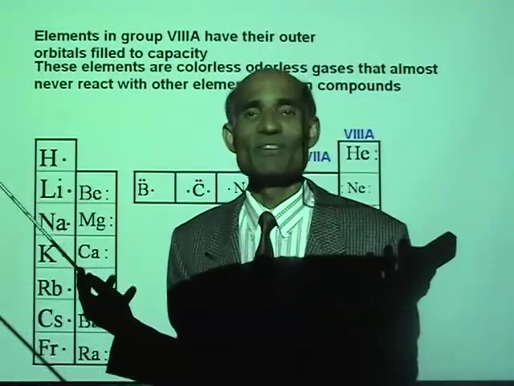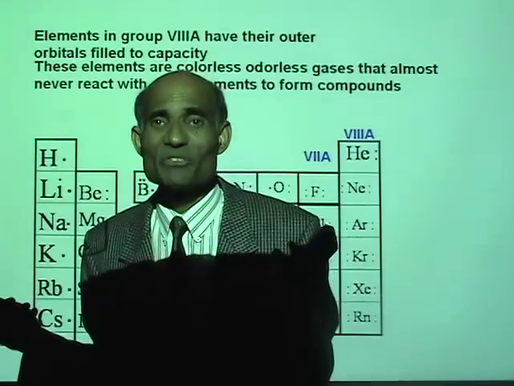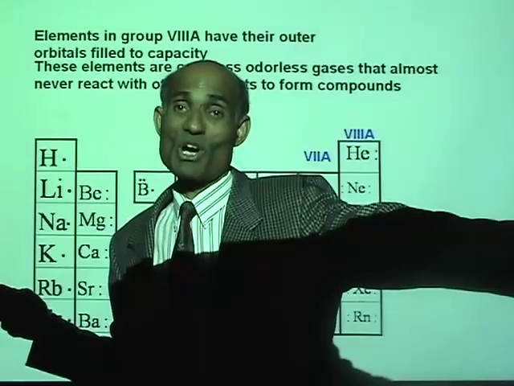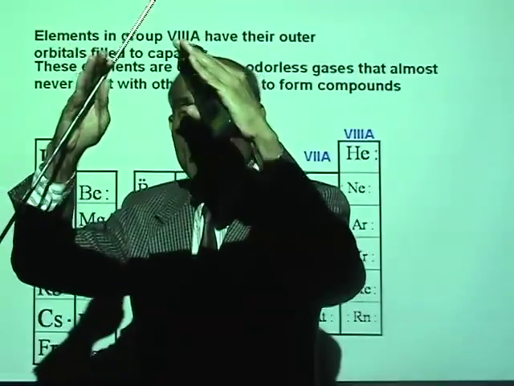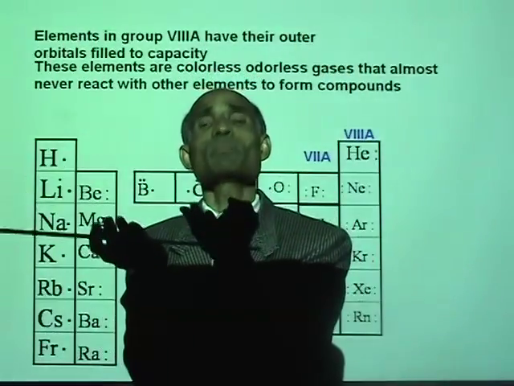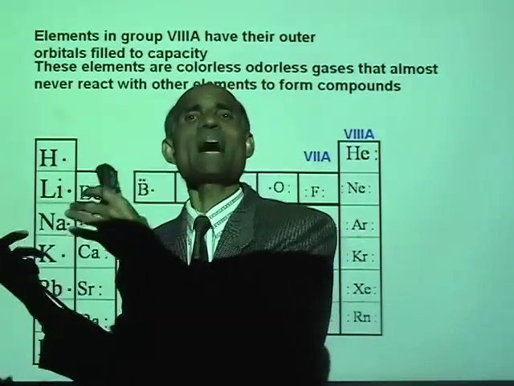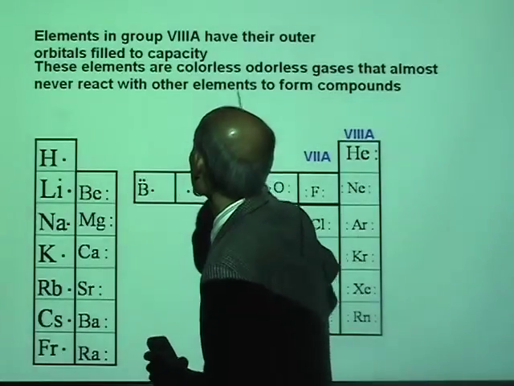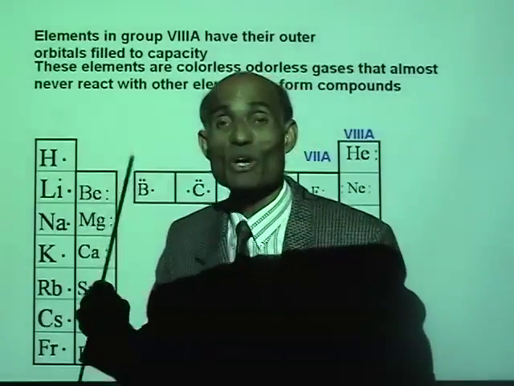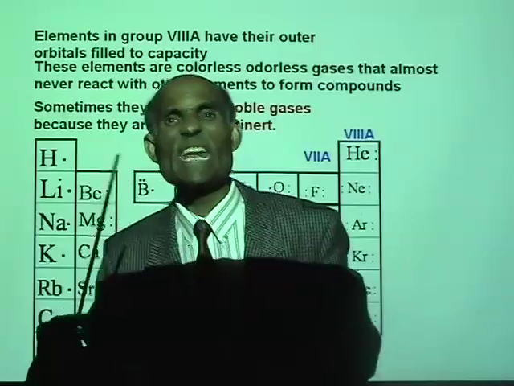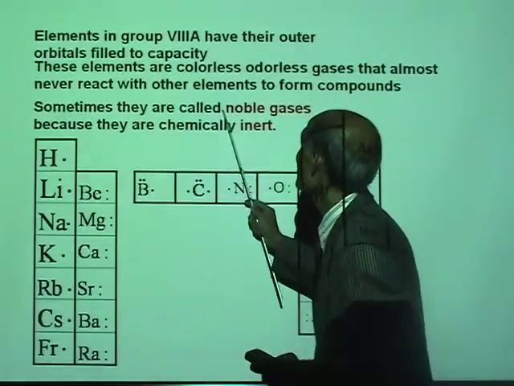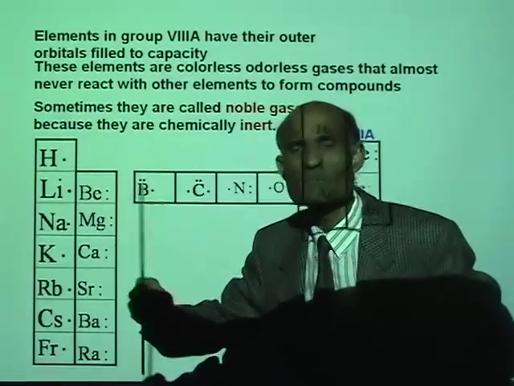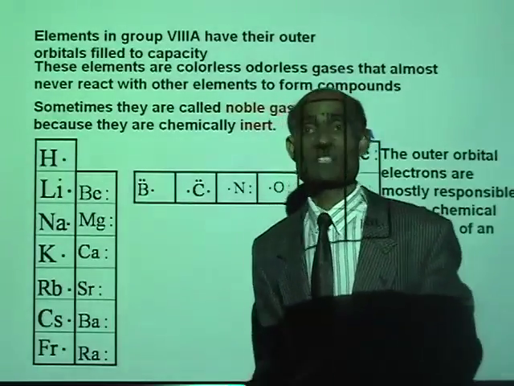Why? They are not interested. They look at other elements as heathens, because these ones are happy. We've got all the complements of outer shell electrons. We are happy. We don't want to mix with you. So they never react with other elements forming compounds. So they are called inert. Sometimes they are called noble gases because they are chemically inert. They are not chemically active.